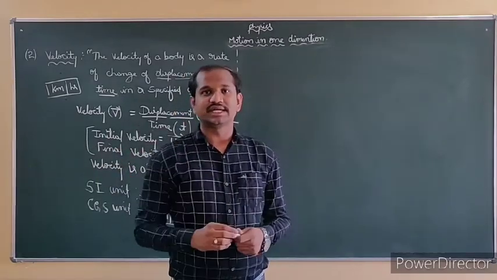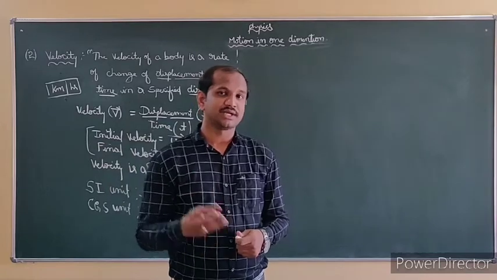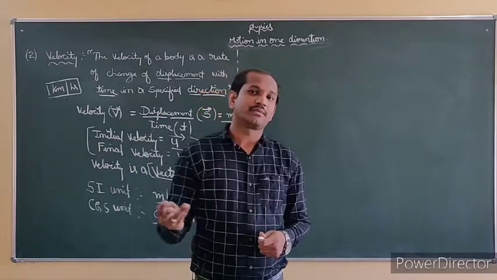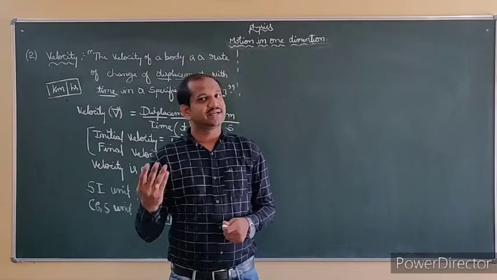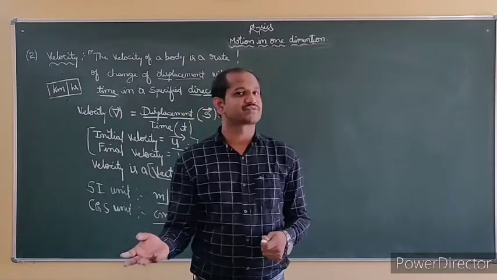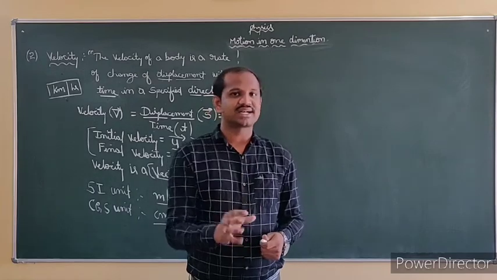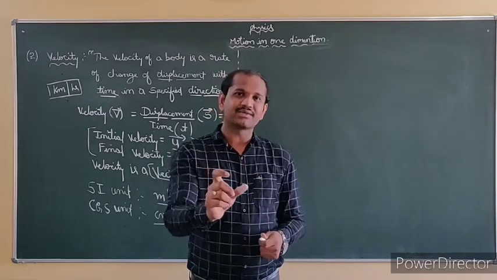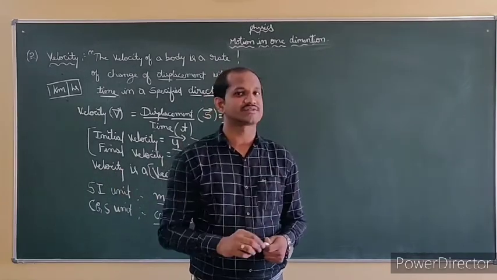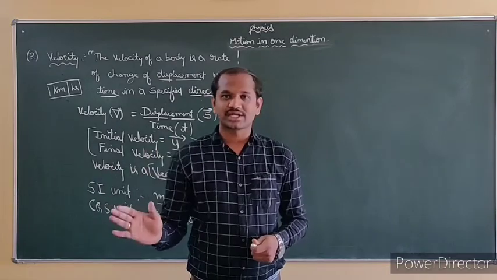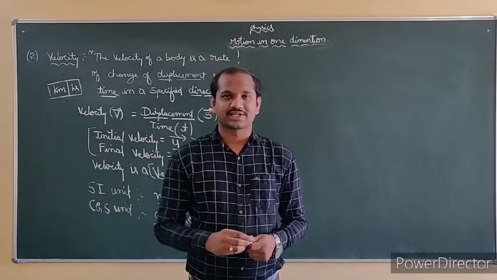You know, we have already seen the types of speed. Which were the types of speed? Uniform speed, non-uniform or variable speed, instantaneous speed, average speed. The same types come in the case of velocity. If you understand it, it's very easy. But the slight difference between speed and velocity is that speed has no direction, velocity has direction.